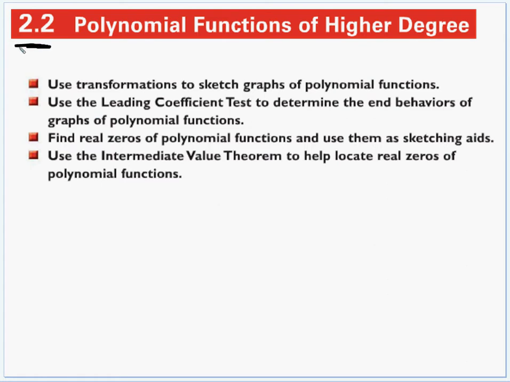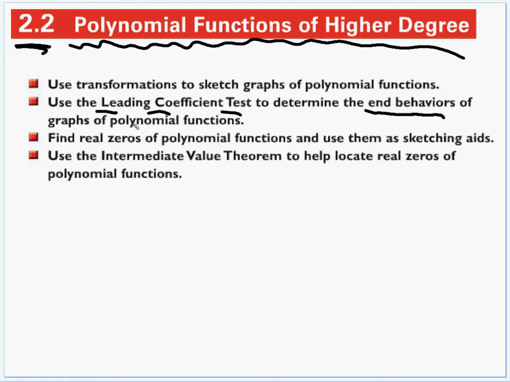This video is going to cover section 2.2, polynomial functions of a higher degree. And we've got 4 bullet points here. Use transformations to sketch graphs of polynomial functions. Use the leading coefficient test to determine the end behavior of the graph of a polynomial function. Find the real zeros of a polynomial function, and use them to help sketch. And then the last thing, we'll be using the intermediate value theorem to help you locate real zeros of polynomials. Or sometimes you might not be able to actually locate them, but this intermediate value theorem will tell you that they do in fact exist.